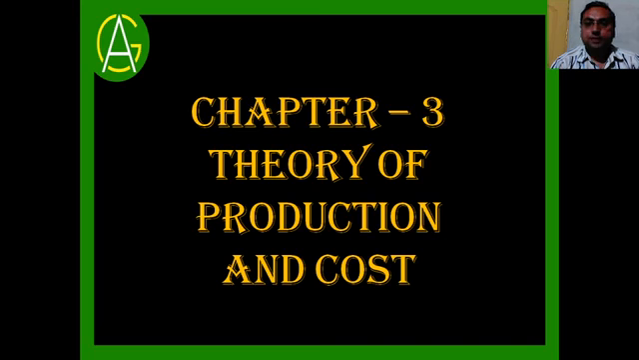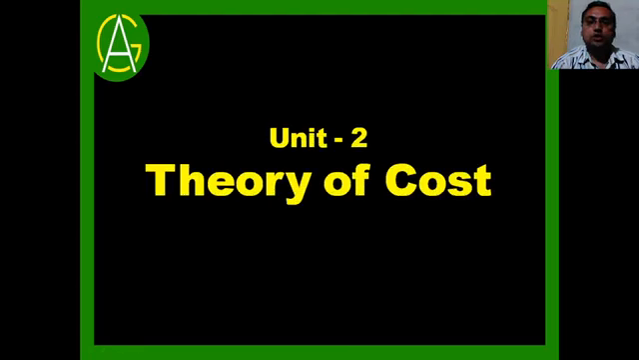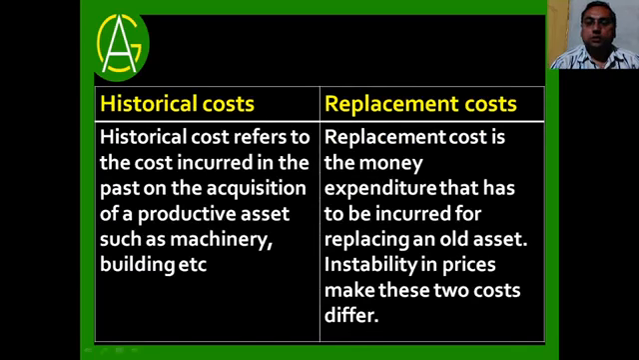Chapter number 3, Theory of Production and Cost. And in this chapter, we are learning unit number 2, that is Theory of Cost. Now, we were learning different types of costs, and our next types of cost are historical cost and replacement cost. Let us understand what we mean by historical cost and replacement cost.